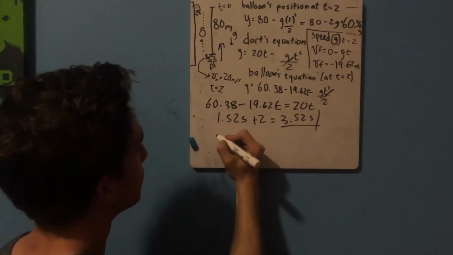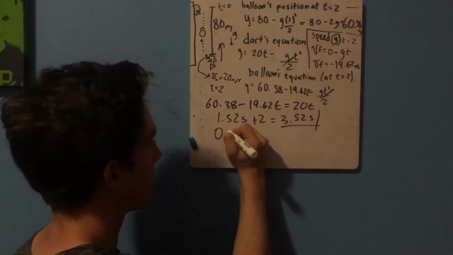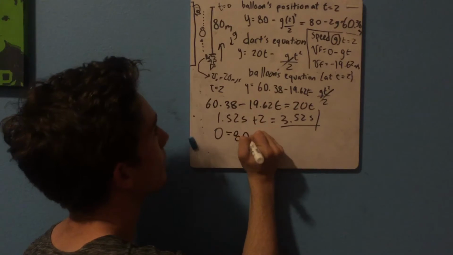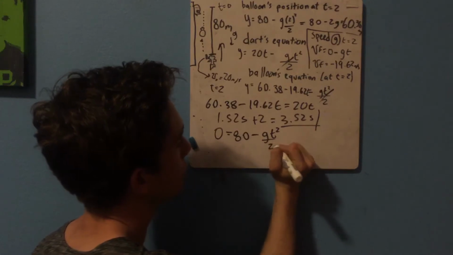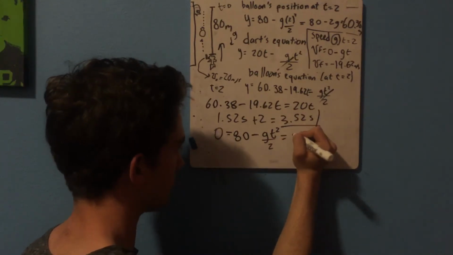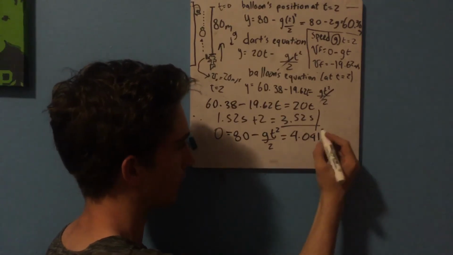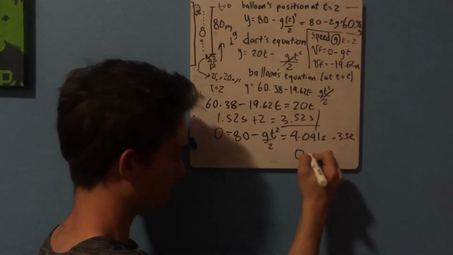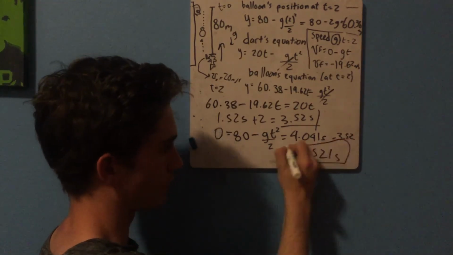So, what we need to do is set the final height, which equals 0, because we're talking about the ground, Peppo's head actually, equal to 80 minus g t squared divided by 2, and we have no initial velocity. So this gives us a time of 4.041 seconds, and by subtracting 3.52, we get a final time of 0.521 seconds. There we go. Peace.